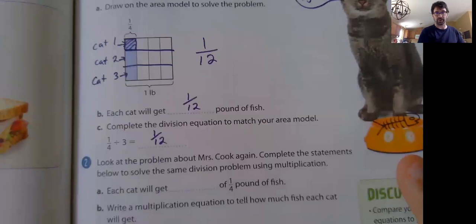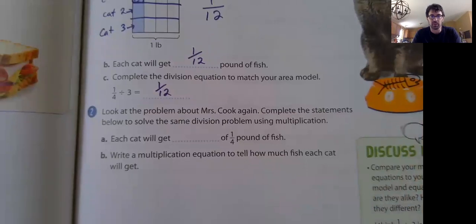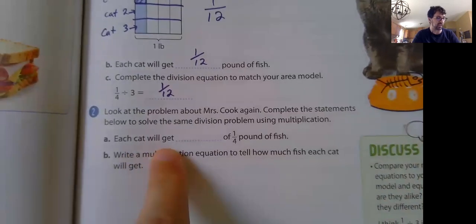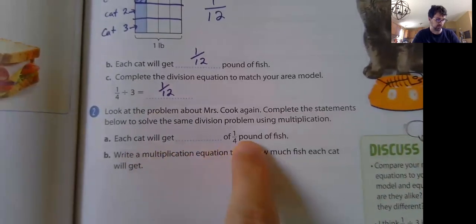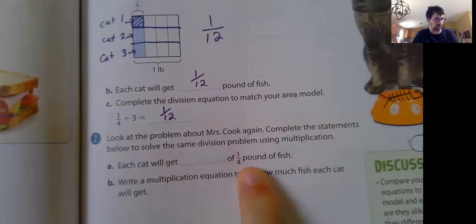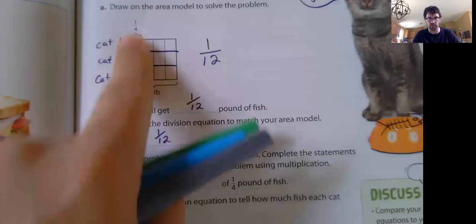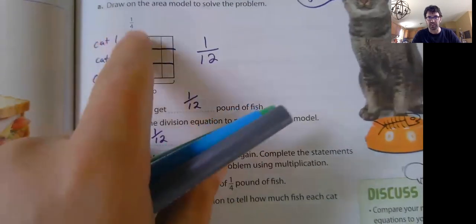Okay, let's look at the next part here. It says, look at the problem about Mrs. Cook again. Complete the statements below to solve the same division problem using multiplication. So this is the idea that we're thinking about multiplication in order to solve this problem. Okay, each cat will get blank of 1/4. Each cat will get how much of 1/4? If this is 1/4, right? This vertical is 1/4. How much of 1/4 does each cat get?